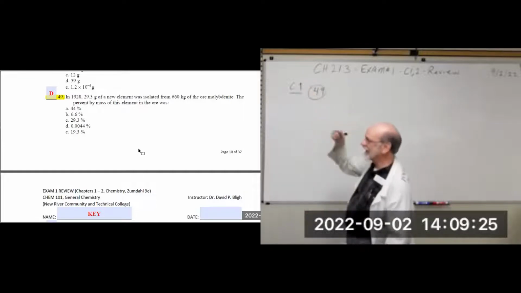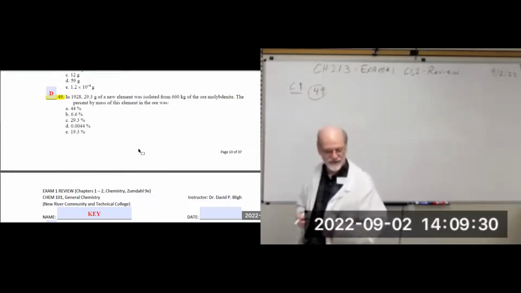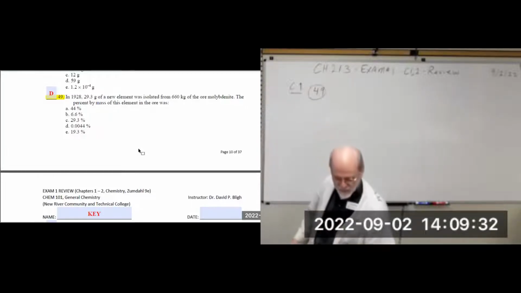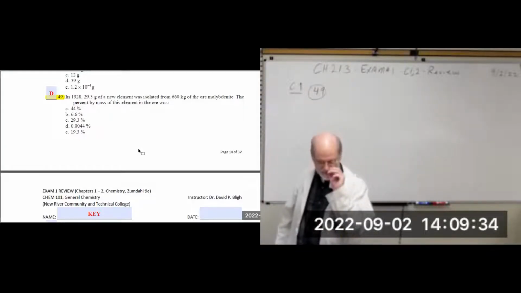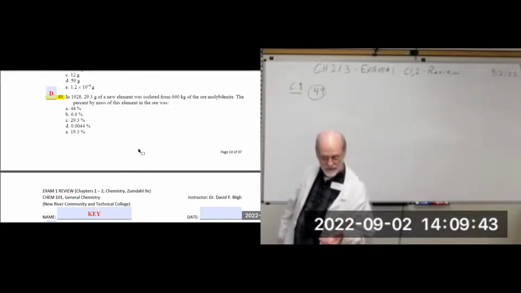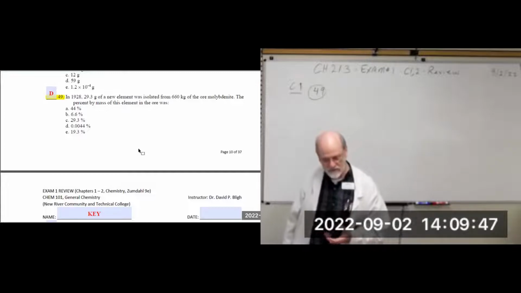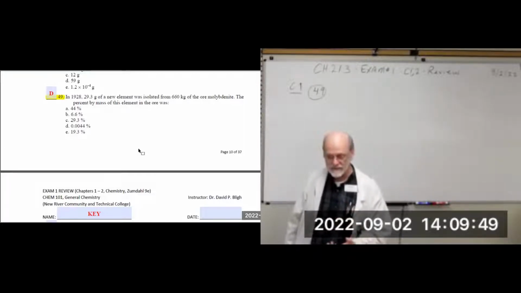Right? In 1928, who cares about the year? 29.3 grams of a new element was isolated from 660 kilograms of ore. There's the useful information: how much of the element was isolated from how much of the ore? Because the question is, what's the percent composition?